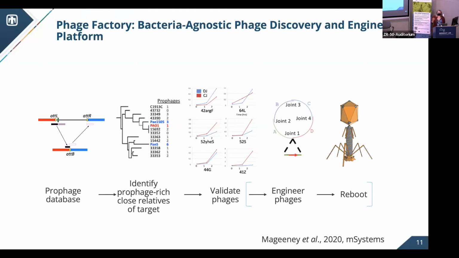We then want to validate these phages. We don't want to take things that are decaying, or maybe not active within their host, or can't excise from their host. Then we can use these phages in their wild type form, or we can engineer them through a variety of engineering methods and then reboot them into productive viruses.